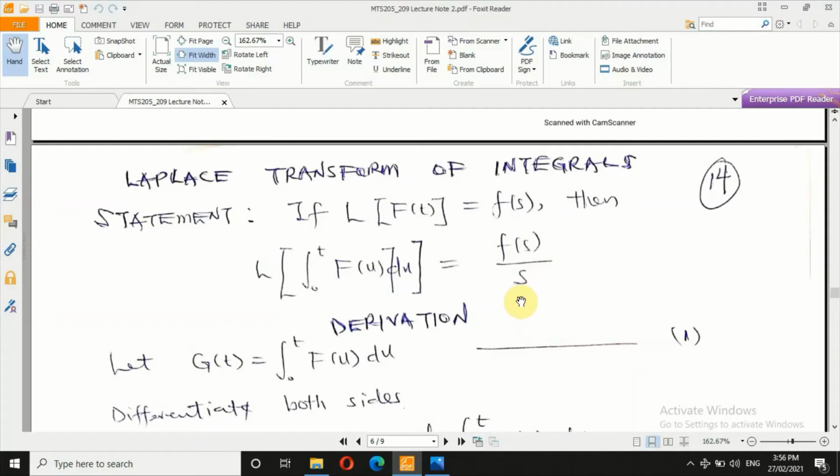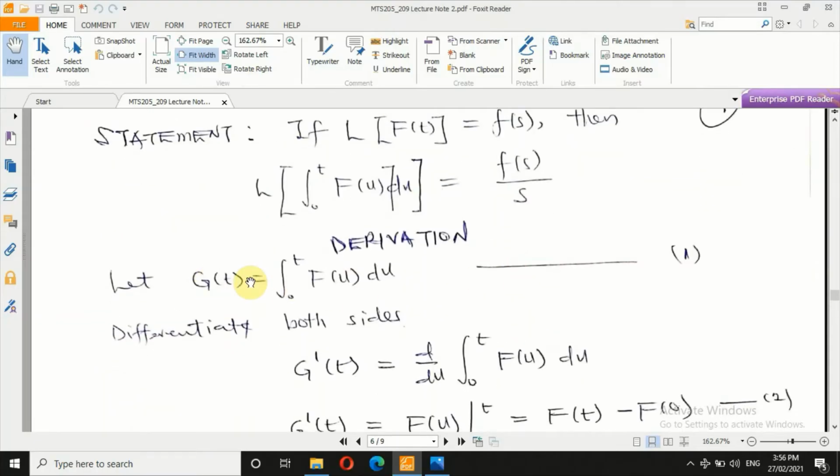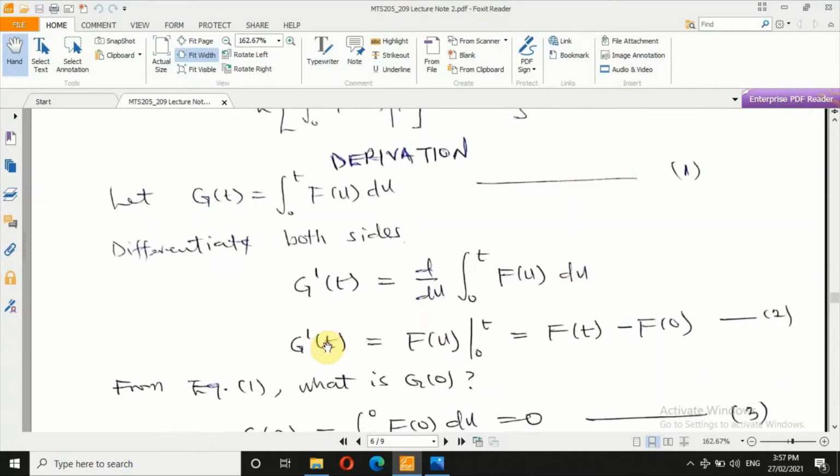Let's prove it. Now, what we need to do is this. What is inside here? This integral that we want to deal with, let's call it g of t. That's how you can say g of t is equal to the integral from 0 to t of f of u du. That is our equation 1. Now let us differentiate both sides. If you differentiate this one, you have g prime of t. If you differentiate this one with respect to u, so this side too, we have d du of what we have here. Now the next step is this.